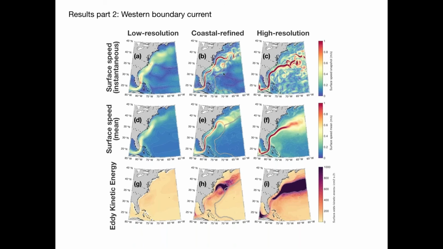And then I also show eddy kinetic energy, which, as expected, the enhanced eddy kinetic energy is confined to the higher resolution region. So that would be anything inside of this white line. This white line indicates the transition from 8-kilometer resolution in the coast to 30 to 60-kilometer resolution out in the rest of the ocean.